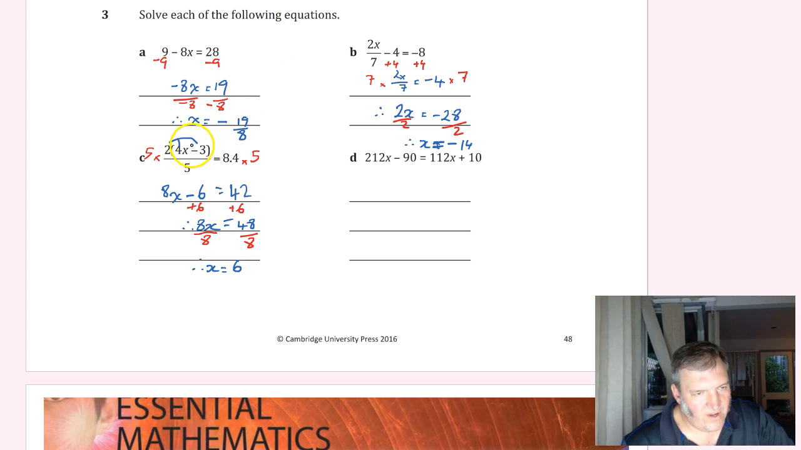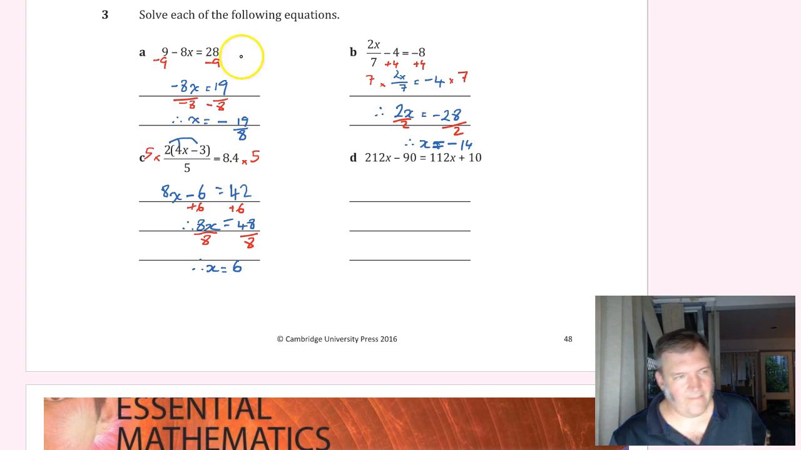If we substitute it way back in the start and check it, we should get the right answer. 24 minus 3, 21 times 2, 42 divided by 5. 40 divided by 5 is 8. 2 divided by 5, 2/5. That's 0.4, isn't it? So we know we got it right.